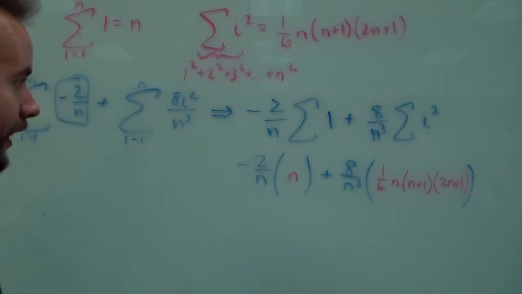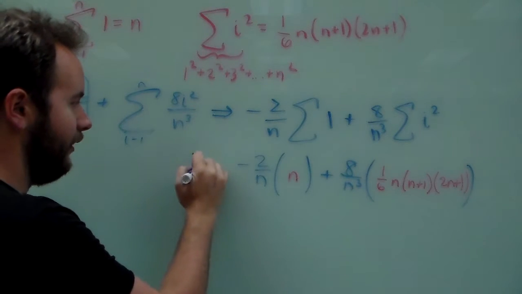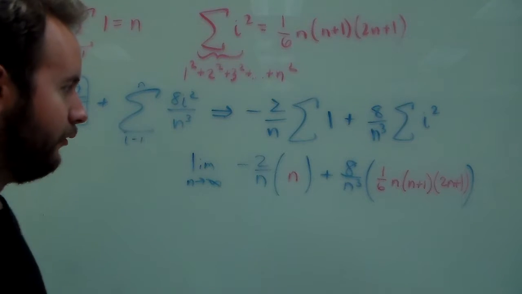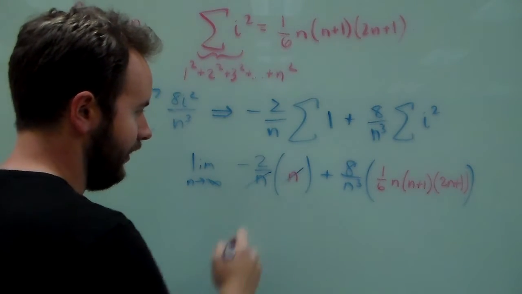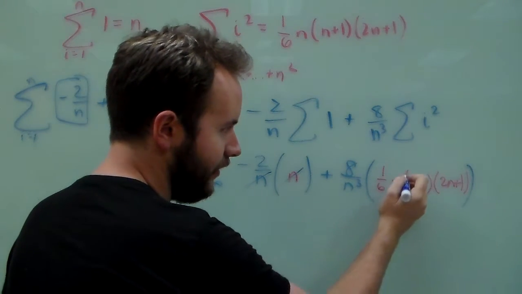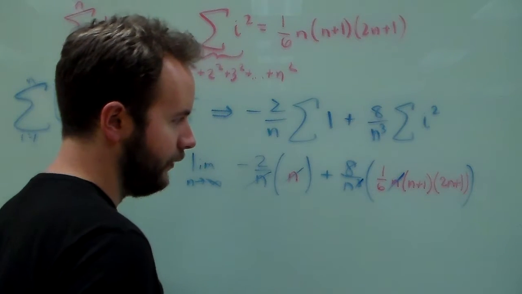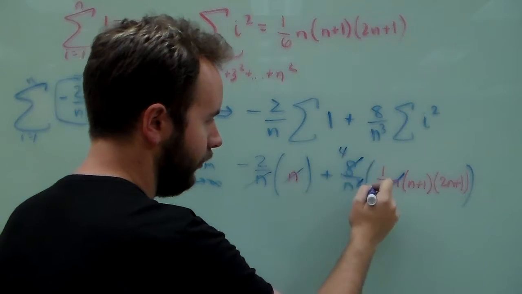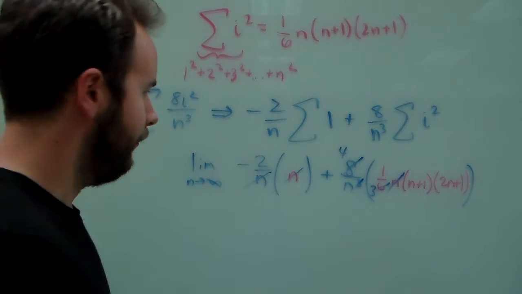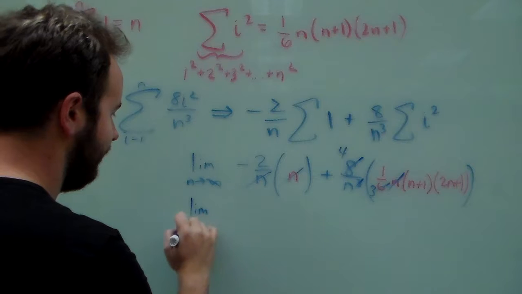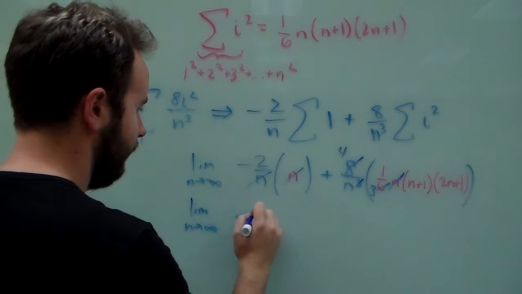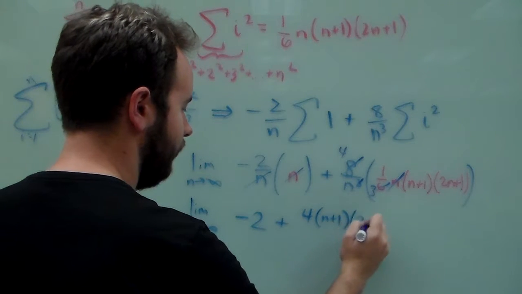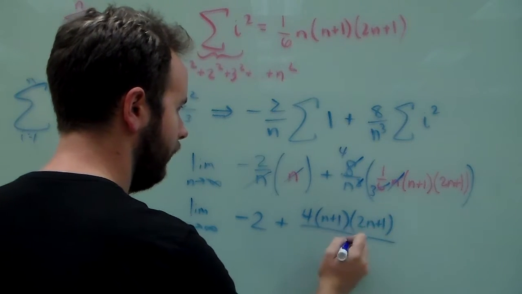This is super great. Now, the last thing I need to do is take the limit as n approaches infinity. Before I take the limit as n goes to infinity, I'm going to go ahead and cancel this n. I'm also going to cancel this n with one of the n's down here. I'm also going to cancel an 8 and a 6 to make a 4/3. So I did a lot of canceling, but all told, when I clean this all up, I get the limit as n approaches infinity of negative 2 plus 4 times n plus 1 times 2n plus 1 all over 3.